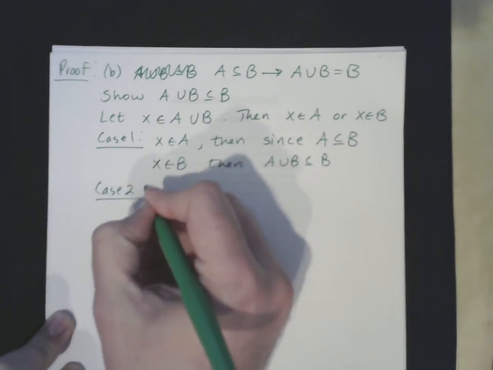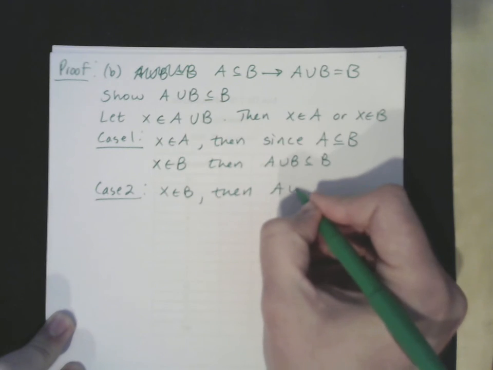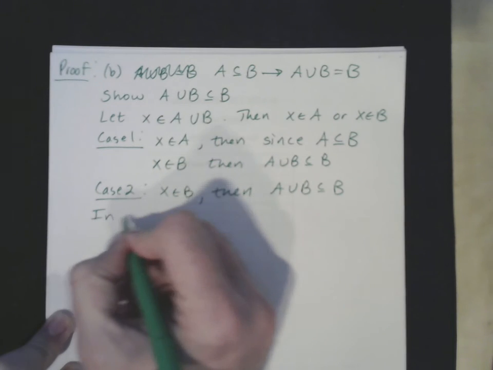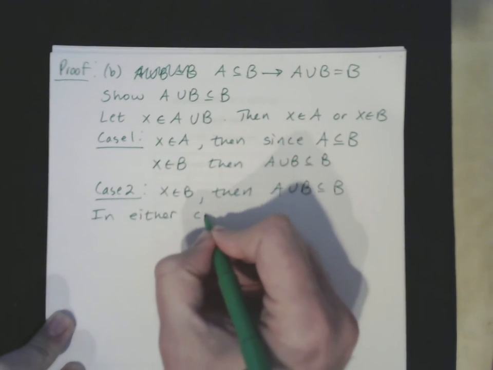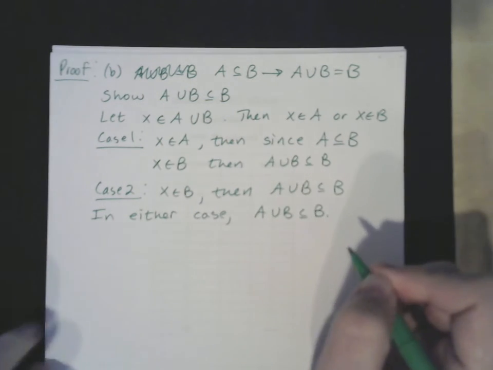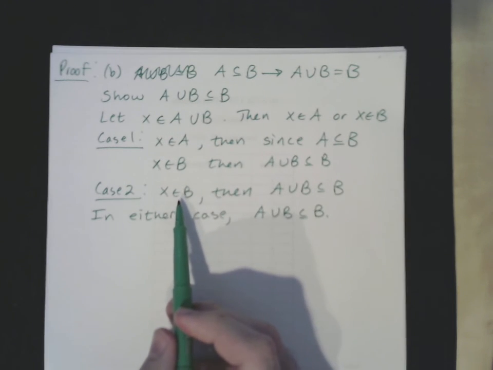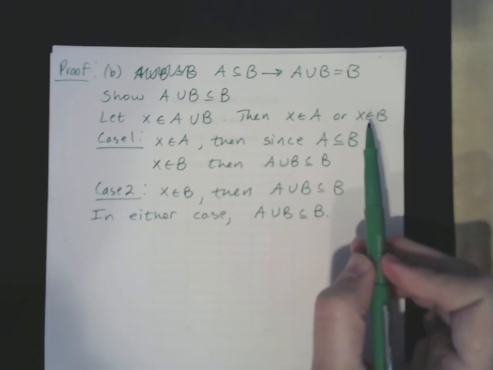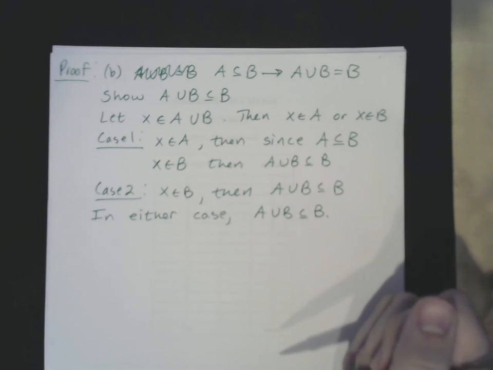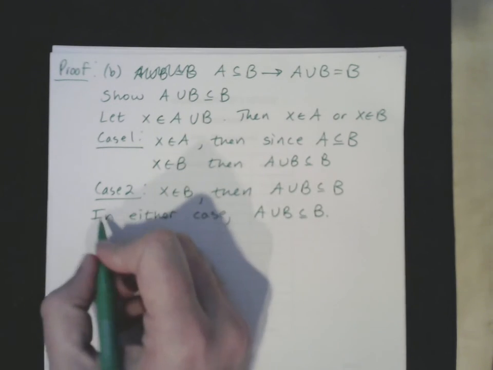And case 2, X is in B. So then A union B is a subset of B. In either case, A union B is a subset of B. All right, so this case 2 really isn't a case because it's our result. So really the only thing you need to show is if you are not initially in B, that you're still in B. Because if you are in B, then you're a subset. So we need to show that all of them are true. So that's the way we can do that.